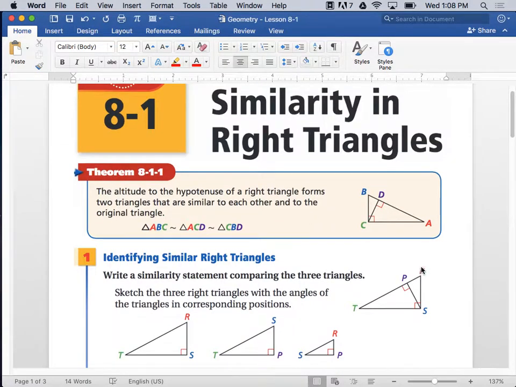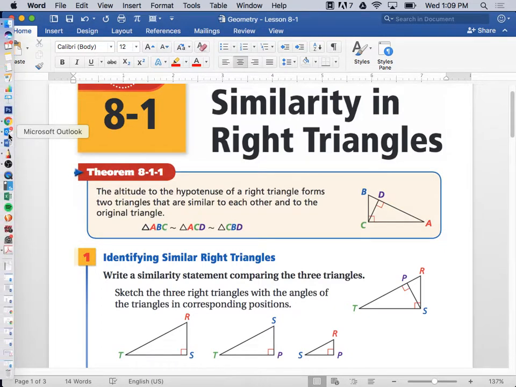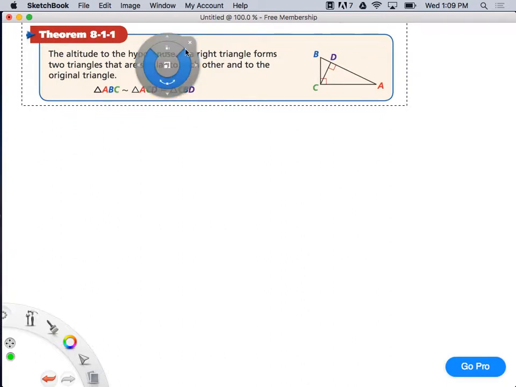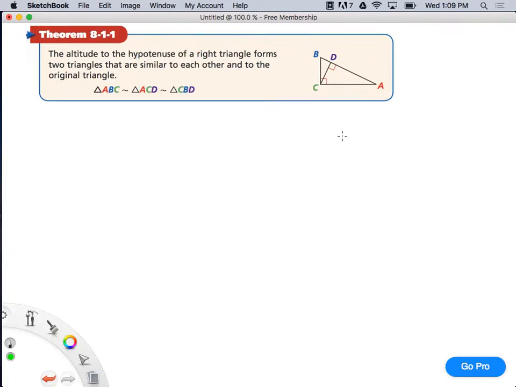The beginning is similarity in right triangles. Okay, and what does this say? Go ahead and read Theorem 8.1 to yourselves. Okay, so this theorem says the altitude to the hypotenuse of a right triangle forms 2 triangles that are similar to each other and to the original triangle.